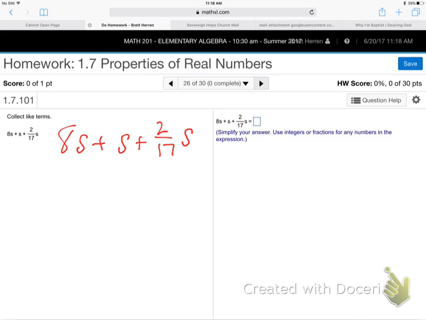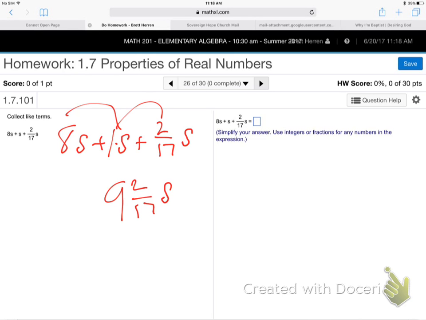So how should we do that? What are we going to do with that plain s in the middle? Yeah, it's got an invisible 1, huh? Invisible 1 times s, that's just s. I haven't changed anything, right? I just put that 1 in. It just helps me, but it hasn't changed anything. It was 1 times s, it's s all along. So now you can add 8 and 1, get 9 and 2/17. 9 and 2/17 s. So far, so good.